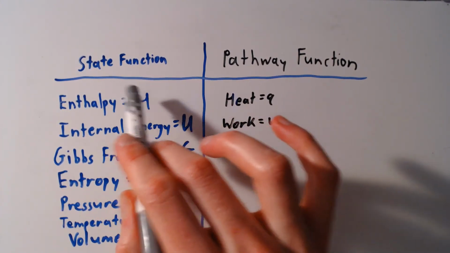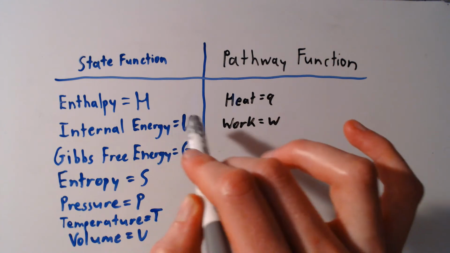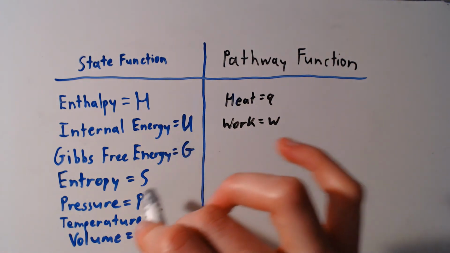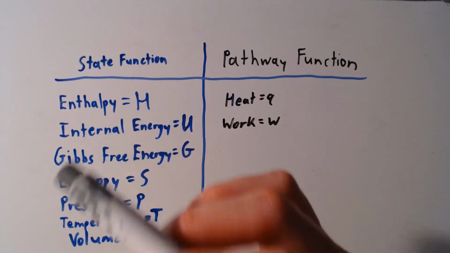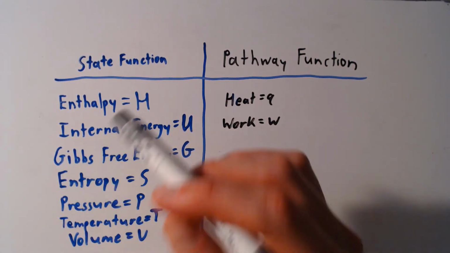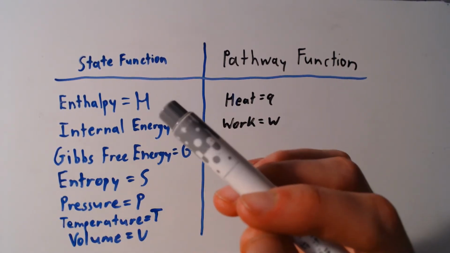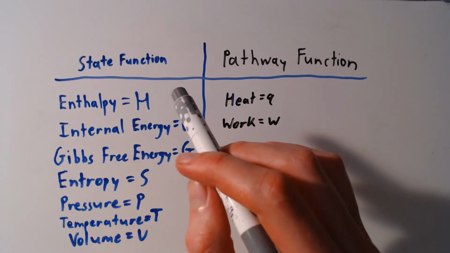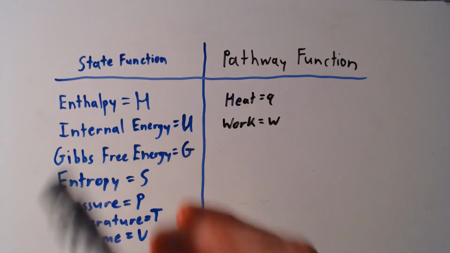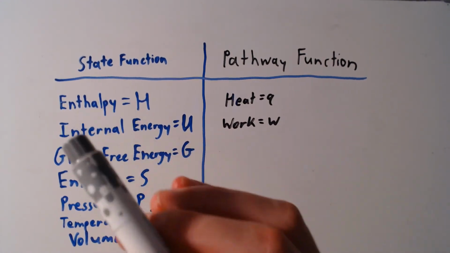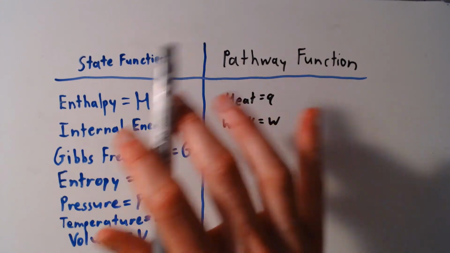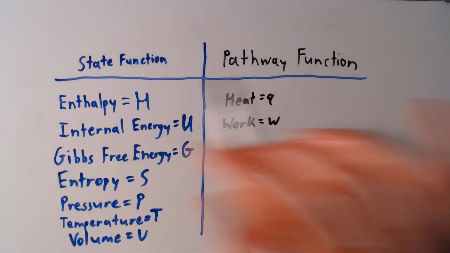You can have a state of a certain enthalpy, of certain internal energy, of a certain Gibbs free energy, of a certain pressure, temperature, volume, entropy. These are things that can be measured in a certain instant. They are literally like the quality something has at a certain period of time that can remain static, can remain still, unchanging. They are states.